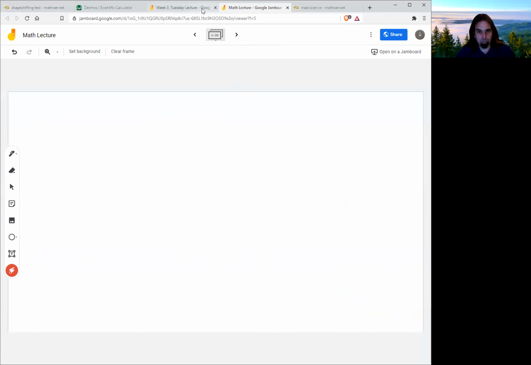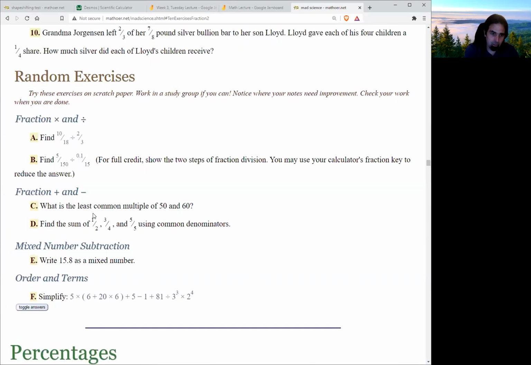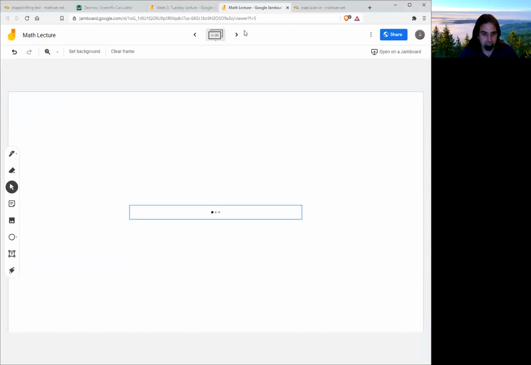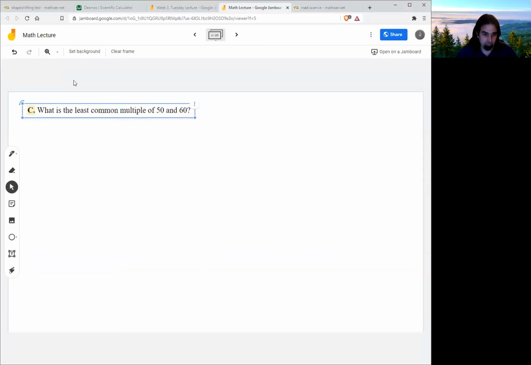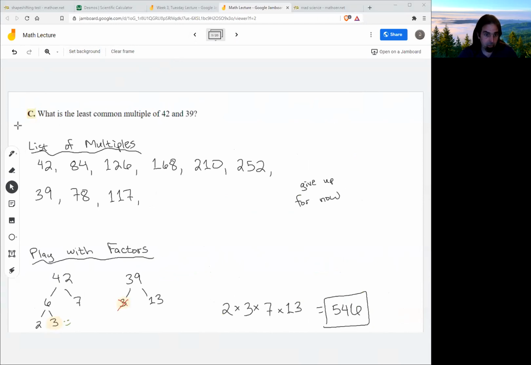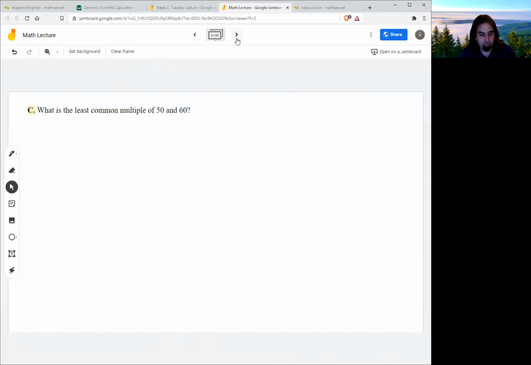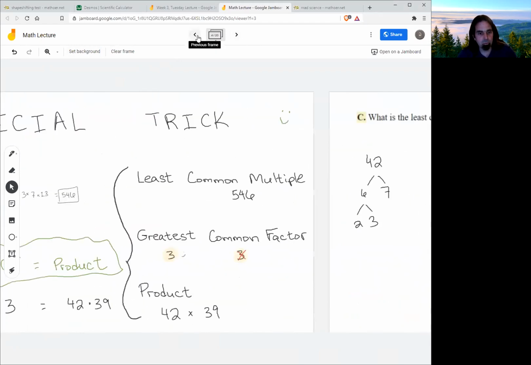Okay, I want to reload one that's not so terrible. Much better, 50 and 60. Now the people that want some lists of multiples can have their day. If you are a play with factors person, then do it that way while I'm doing the list of multiples way.